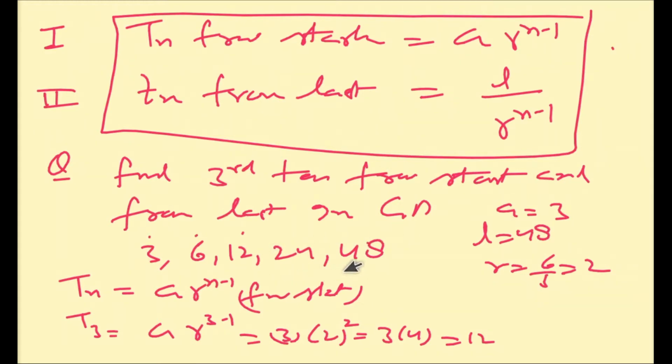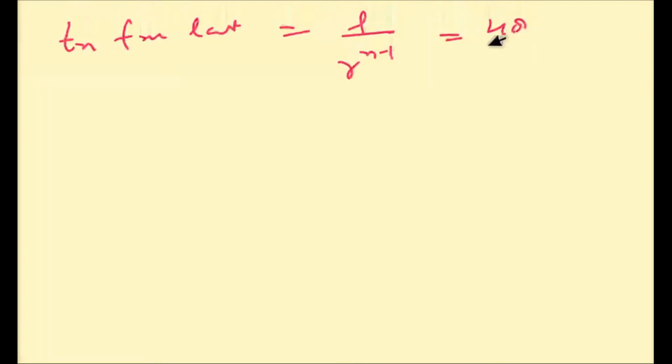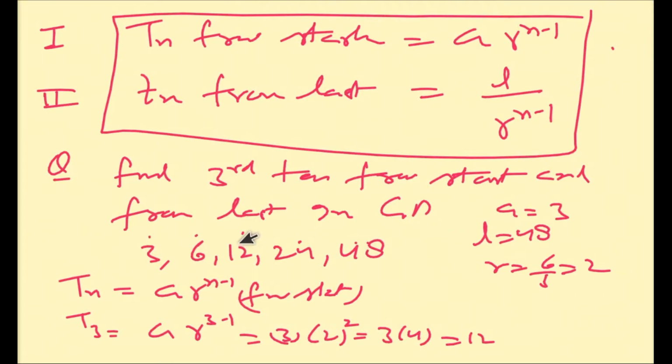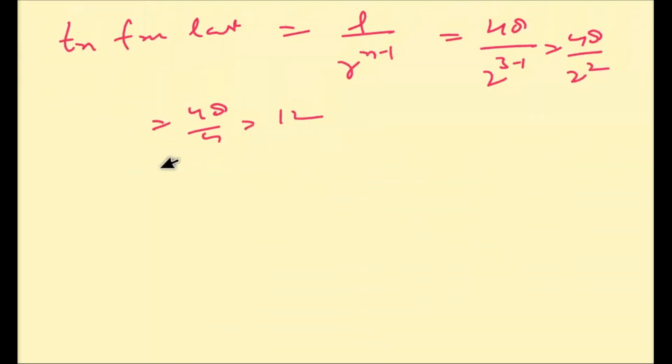Now how do we get it? T3 from last is L upon R to the power n minus 1. Here L is 48, R is 2, 3 minus 1, so 48 upon 2 square equals 48 upon 4, we get 12. So we can see the first, second, third term from last is also 12. So student, if we go through this example, we can understand these two formulas.